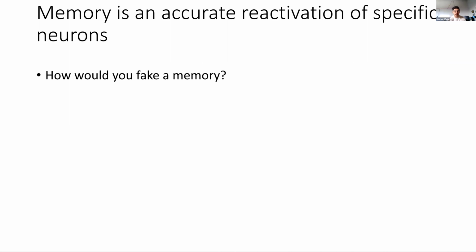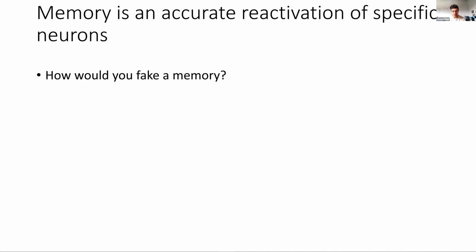How would you create a fake memory? Does anyone have any ideas? When you say create a fake memory, you mean there was no experience and then the animal thinks there was an experience, or it has a sensation that it has had an experience? Yes, exactly. So maybe it has learned something and then you activate the network responsible for that memory and it feels that it is re-experiencing. Yes, very nice.